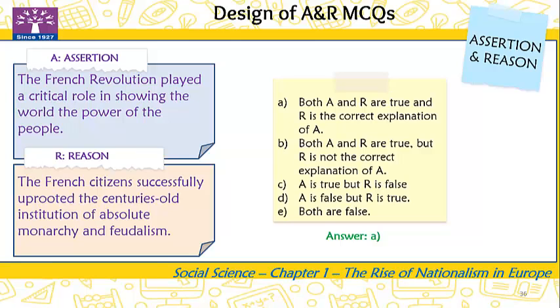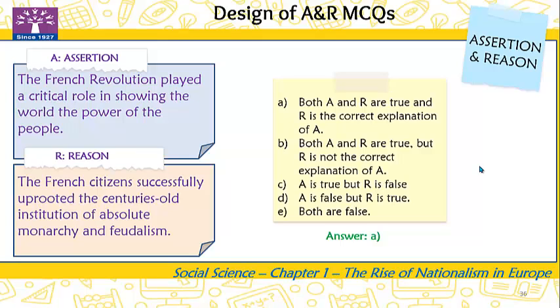And this revolt was called the French Revolution, and it was successful. This showed the world that torture is wrong and the people have the power to overcome such rulers. It was the power of the people that successfully brought down the monarchs and their rule. Thus A is true and R is also true. If A is true and R is true and R is the correct explanation for A, then my answer will be option A. So now you have understood how to design assertion and reason questions.